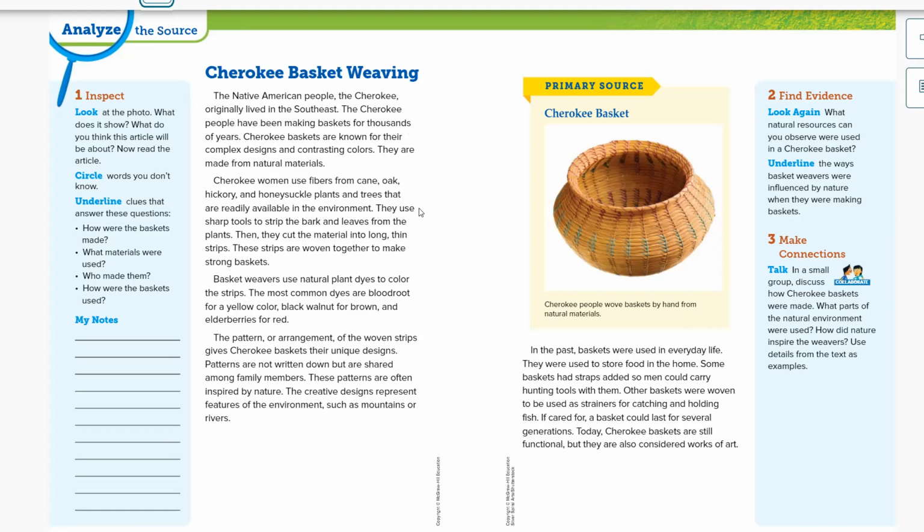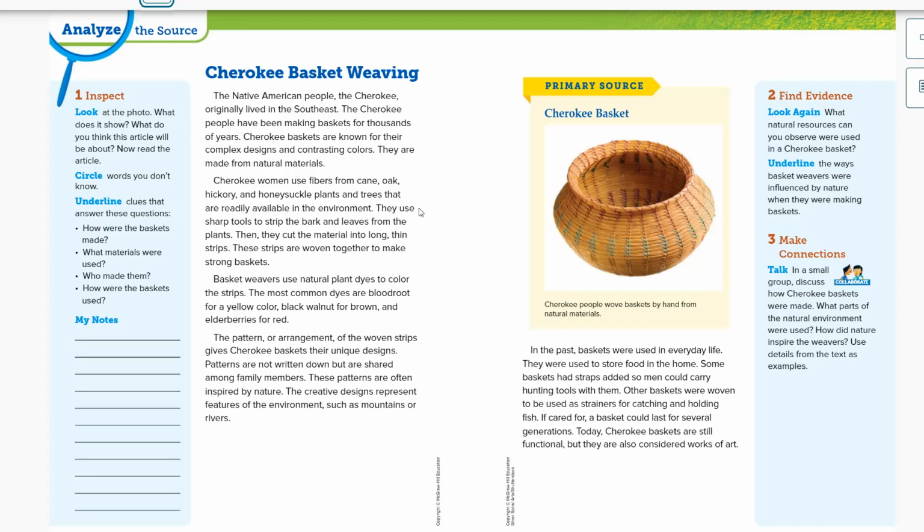Basket weavers use natural plant dyes to color the strips. The most common dyes are bloodroot for a yellow color, black walnut for brown, and elderberries for red. The pattern or arrangement of the woven strips gives Cherokee baskets their unique designs. Patterns are not written down, but are shared among family members. These patterns are often inspired by nature. The creative designs represent features of the environment, such as mountains or rivers.